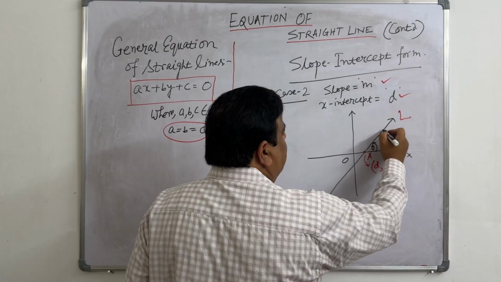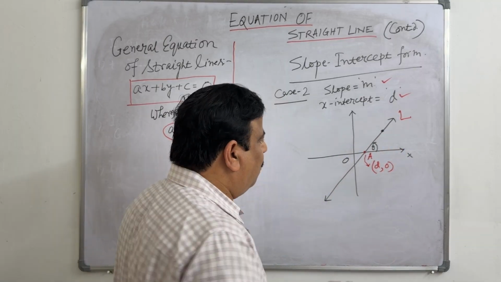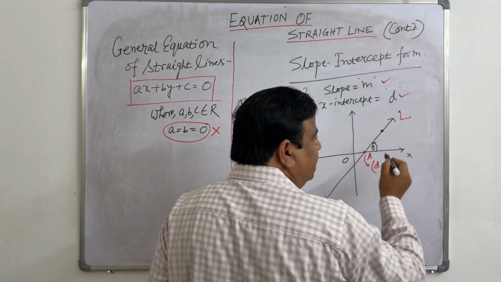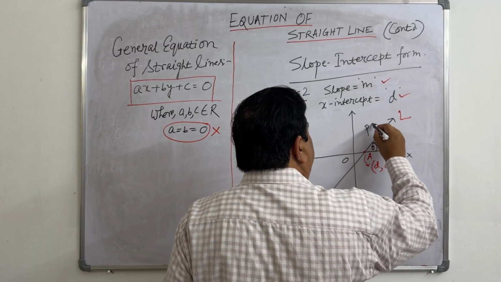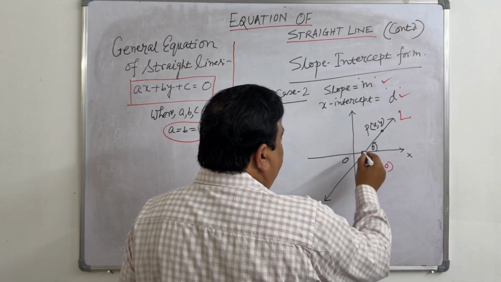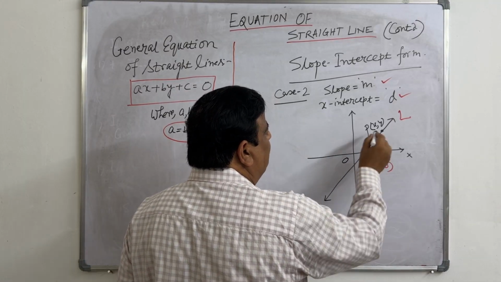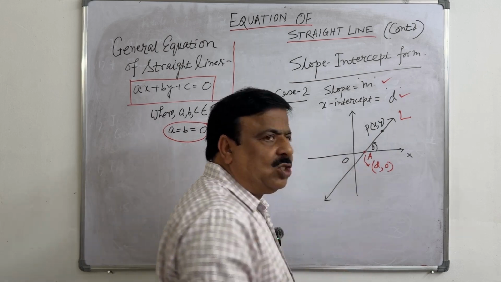You consider the coordinate of the moving point at any instant of time, that is P, as (x, y). Okay, so two points are known. One is A, (d, 0), and the other is P, (x, y).